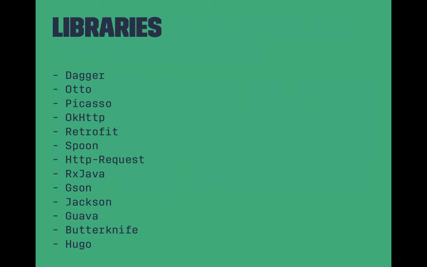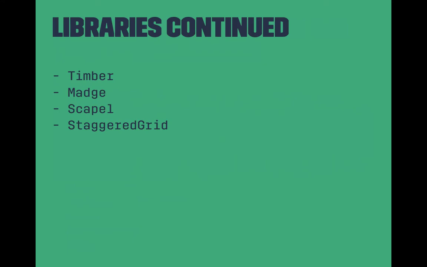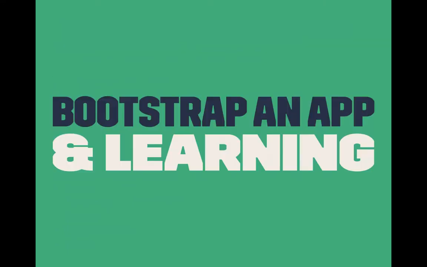Butterknife for view injection, which is really nice. Hugo, which also has some other nice tools. We have Timber, Mage, Scalpel, Stagger, Grid. The list can go on. This can go on and on. These are all various libraries that you can use. And where you can learn about a lot of these is inside of the open source libraries that they're in. And so that's how you can also help bootstrap your application.